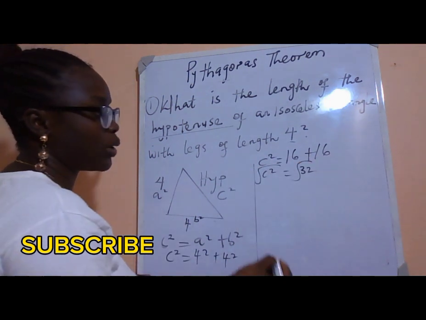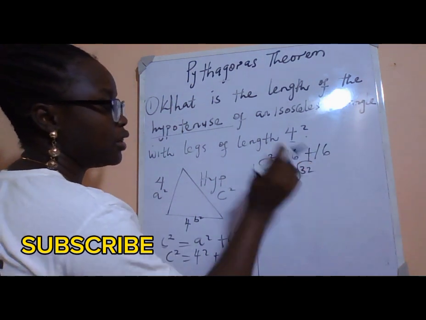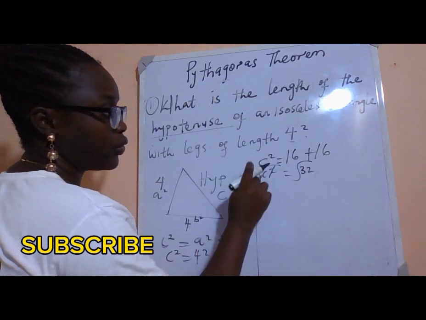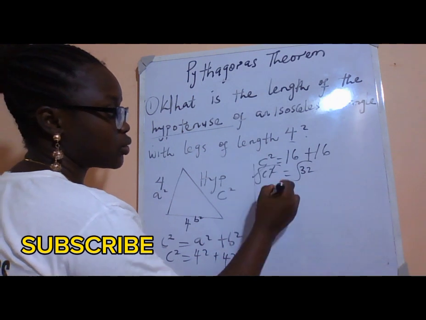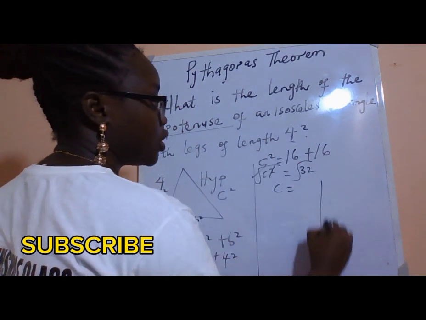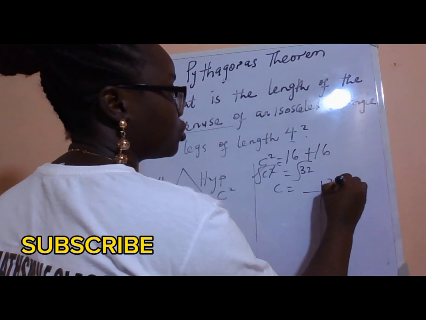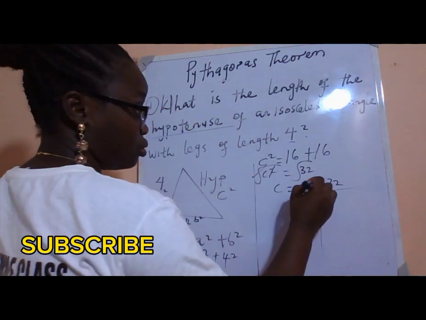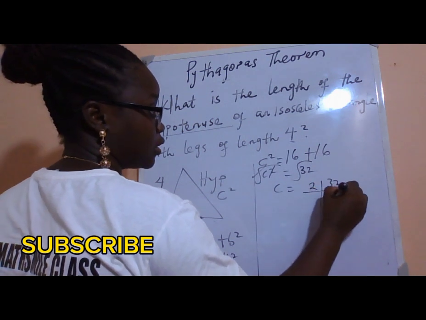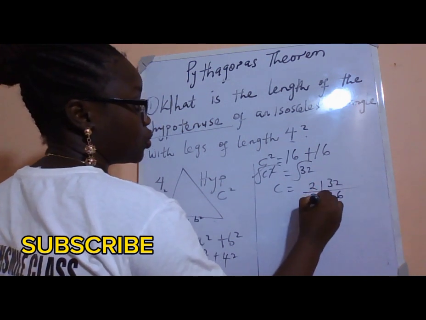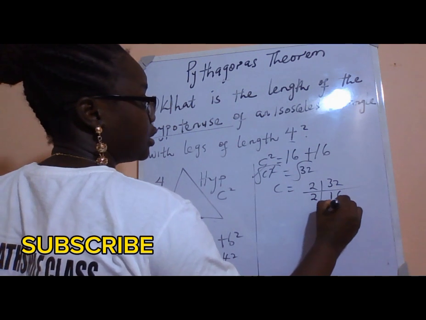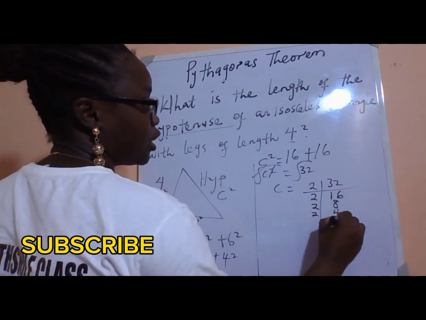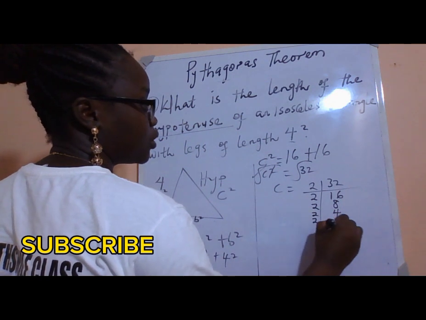We can also use prime factorization to determine the square root of 32. Of course, when you square root this, you square both sides. This cancels out. So c equals, using prime factorization, we have 32. So 2 can divide it. 32 divided by 2 is 16. 16 divided by 2 again is 8. 8 divided by 2 is 4. 4 divided by 2 is 2. 2 divided by 2 is 1.